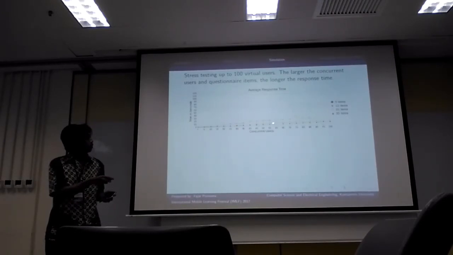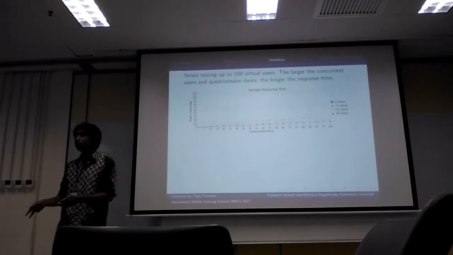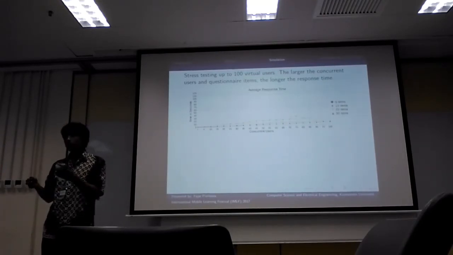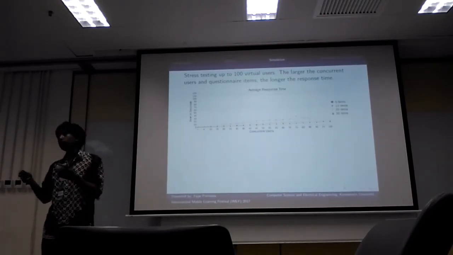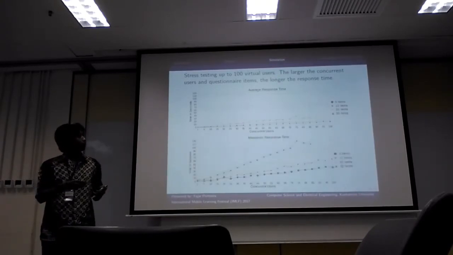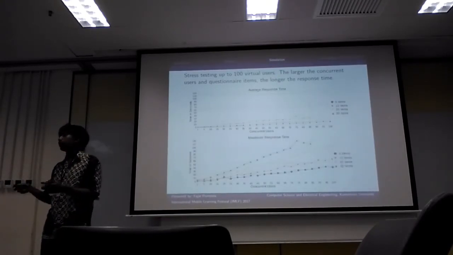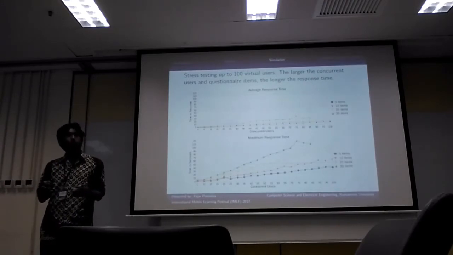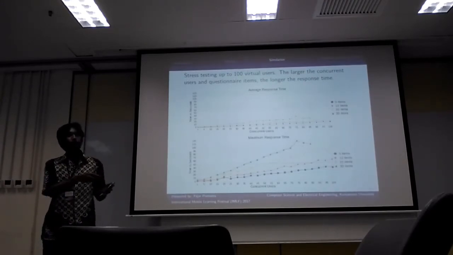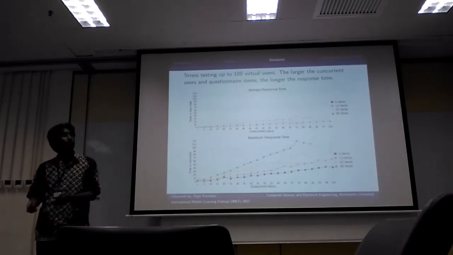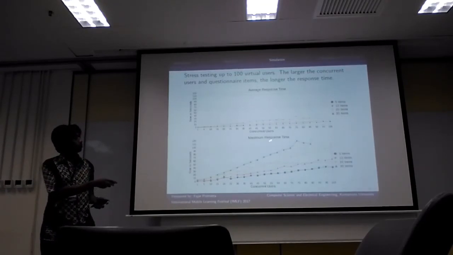So going back here, the more the users, there will be people who are in a queue. The virtual users may be served first, and there are virtual users who are served last. The one served last is the maximum response time here.